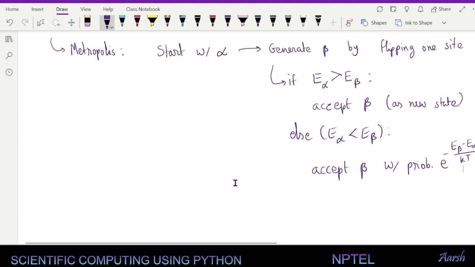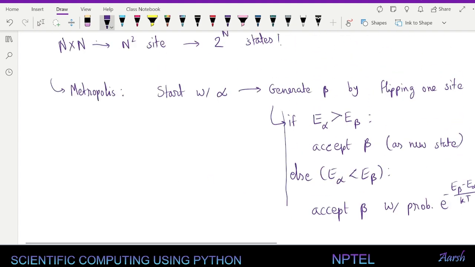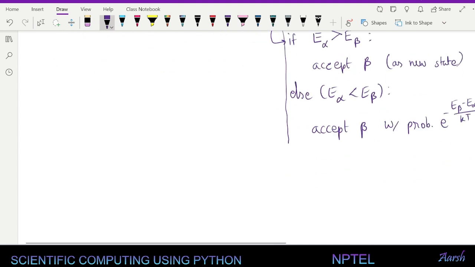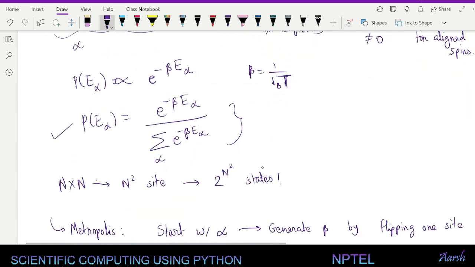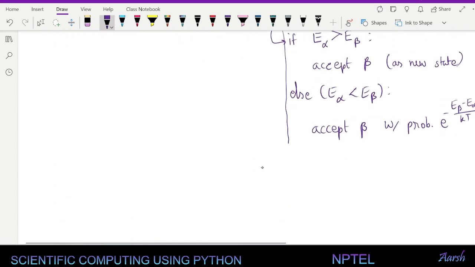Okay. And if you do that, then you will generate a sequence of states, and if you calculate the distribution, it will follow this Boltzmann distribution. Okay, so that is the idea, and this is a classical algorithm.